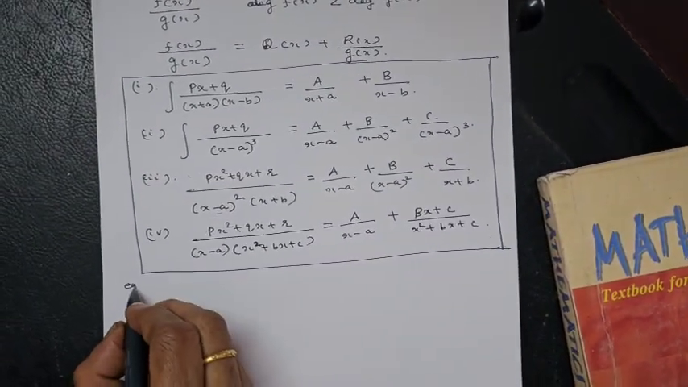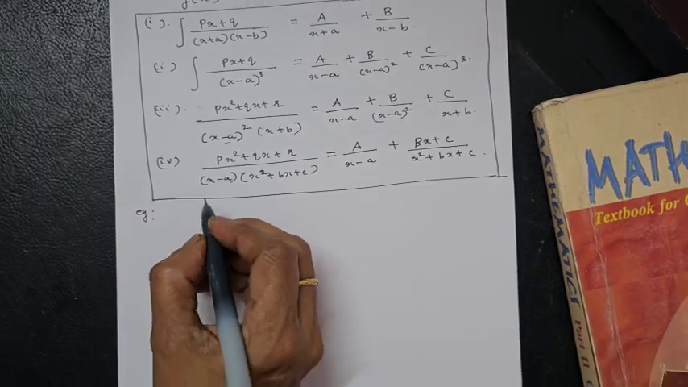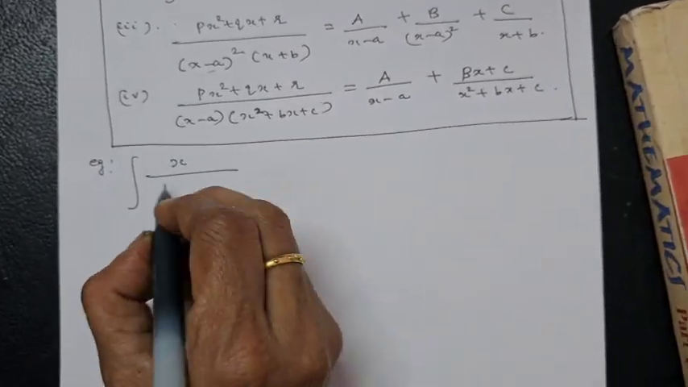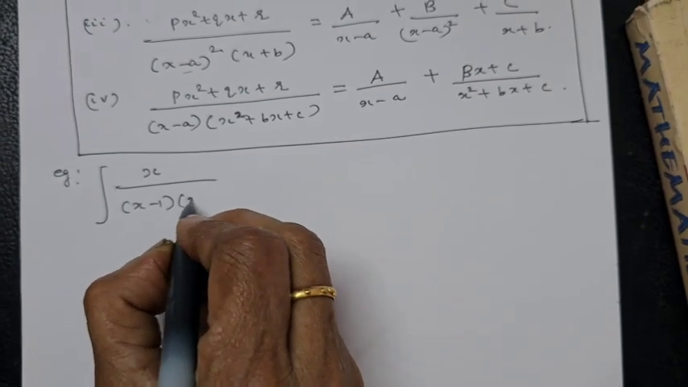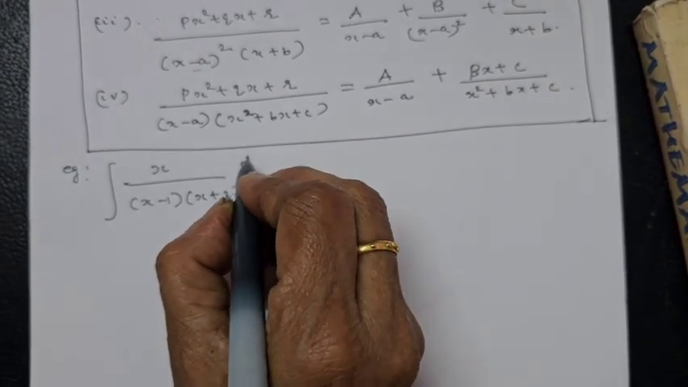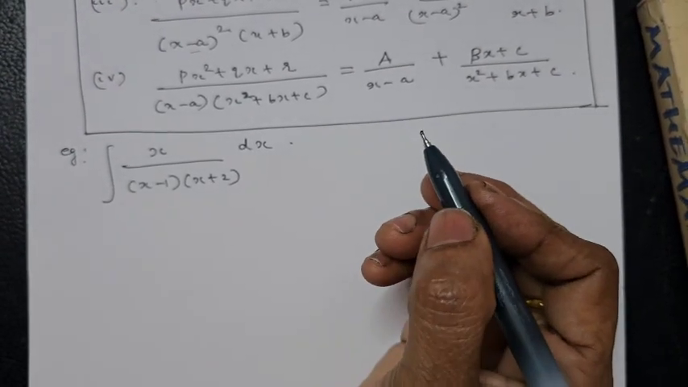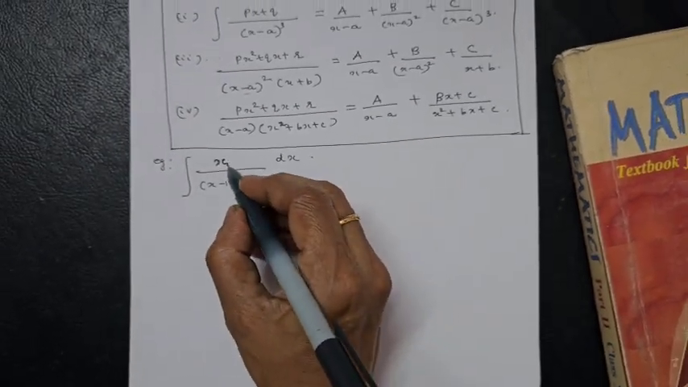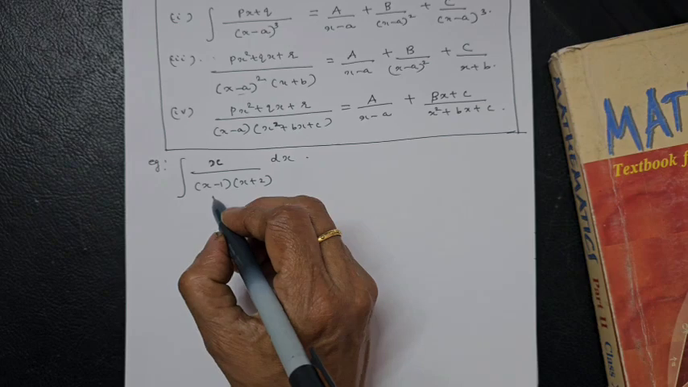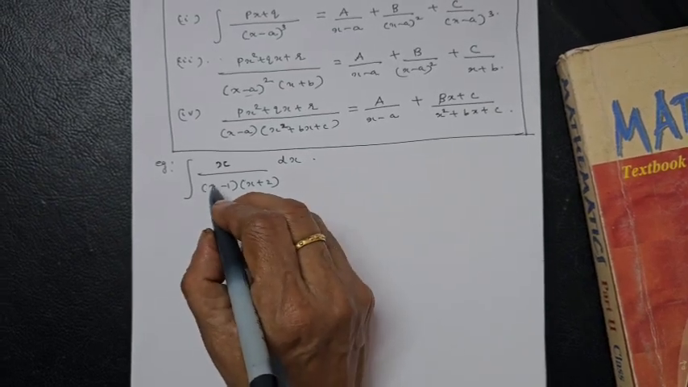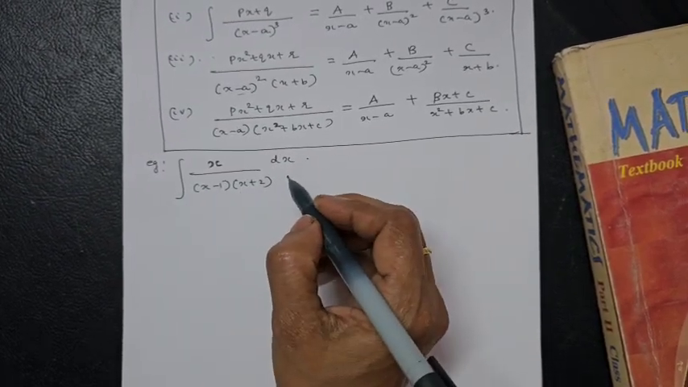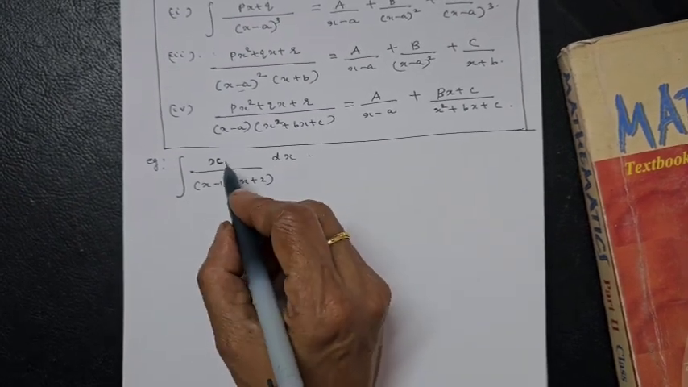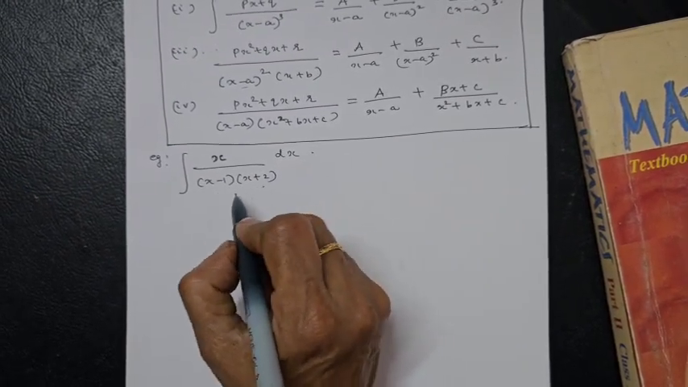For example, if you want to integrate x by x minus 1 into x plus 2 dx, the two conditions are satisfied. What are the conditions? It is a proper rational function: the degree of the numerator f of x is 1, and the degree of the denominator, x minus 1 into x plus 2, is 2. So it is a proper rational function, and it consists of distinct linear factors.